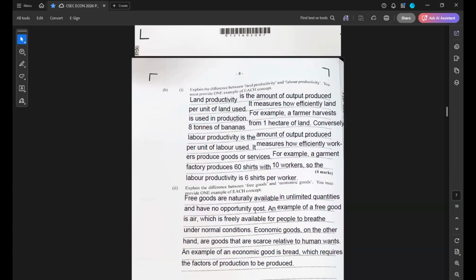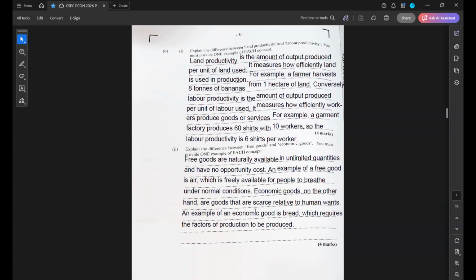Now, free goods are naturally available in unlimited quantities and have no opportunity costs. An example of a free good is air, which is freely available for people to breathe under normal conditions, right? Economic goods, on the other hand, are goods that are scarce relative to human wants. An example of an economic good is bread, which requires the factors of production to be produced. Okay? All right.